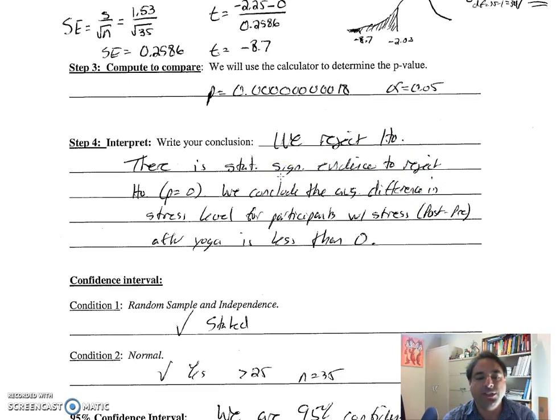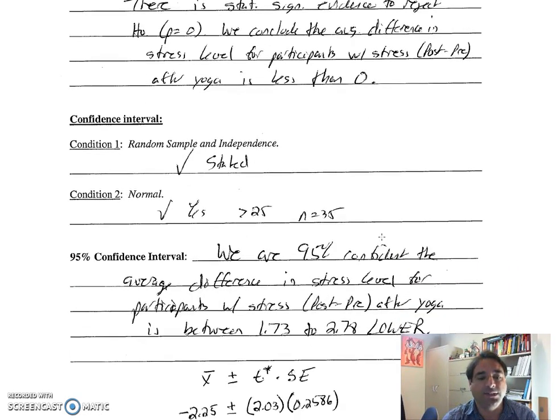We conclude that the average difference in stress level for participants with stress is less than 0. So basically, yoga works, it's less than 0. But less than 0, is it a little bit less than 0? Is it a lot less than 0? What is it? So if I'm going to spend the time on it, how much lower will my stress go? That's answered by the confidence interval.